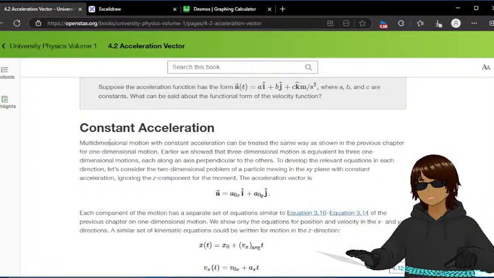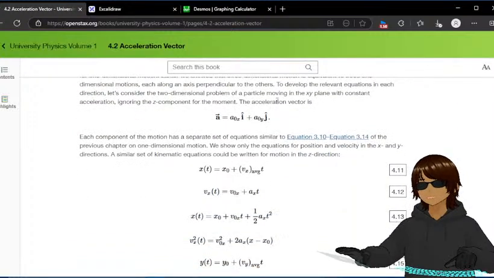Constant acceleration. Multidimensional motion with constant acceleration can be treated the same way as shown in the previous chapter for one-dimensional motion. We showed that three-dimensional motion is equivalent to three one-dimensional motions, each along an axis perpendicular to the others. To develop the relevant equations in each direction, let's consider the two-dimensional problem of a particle moving in the xy plane with constant acceleration, ignoring the z component for the motion. The acceleration vector is, so acceleration in the x direction, acceleration in the y direction.